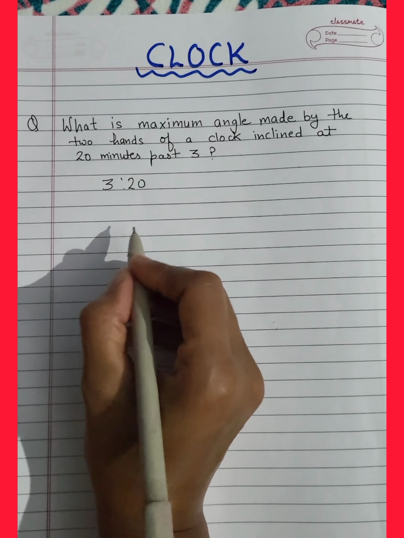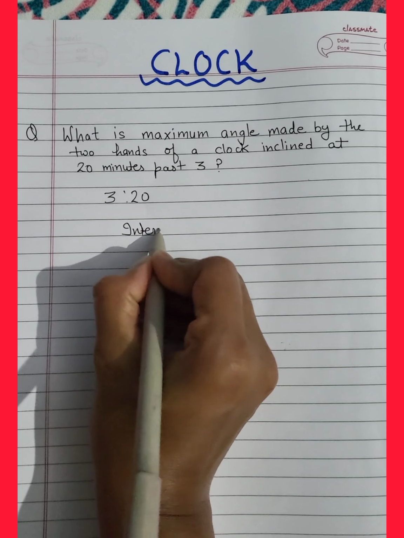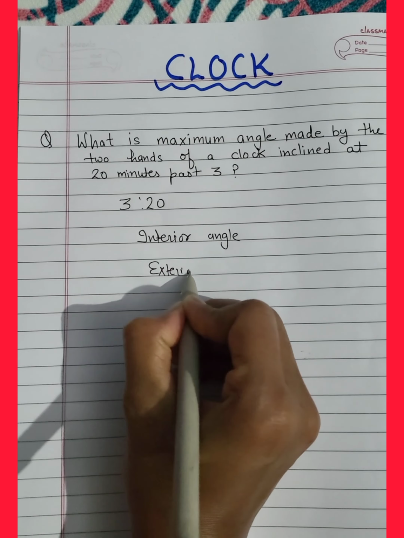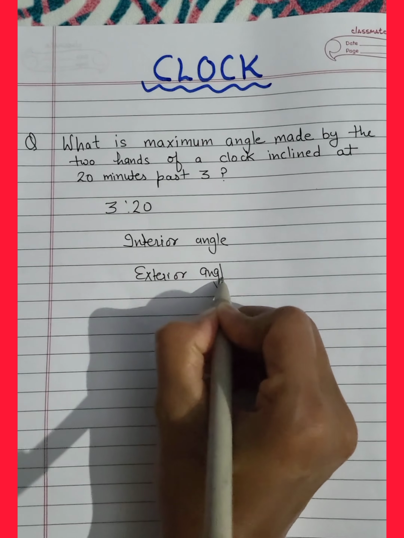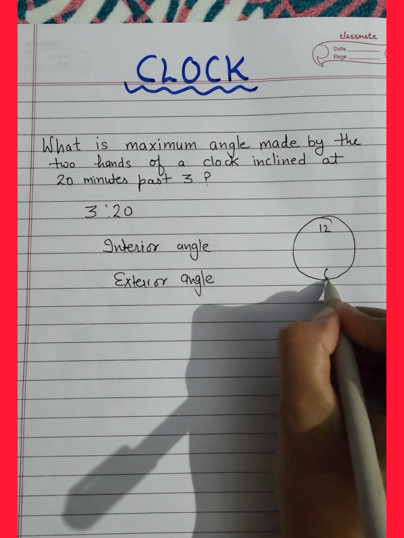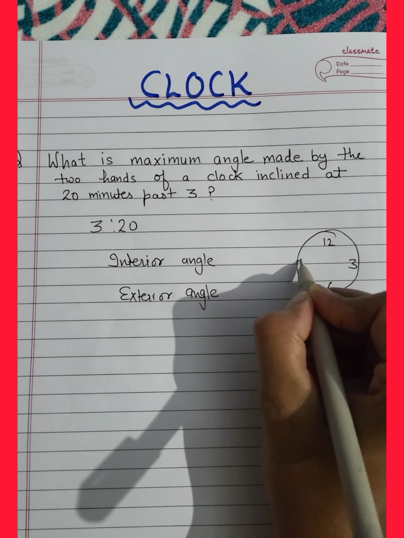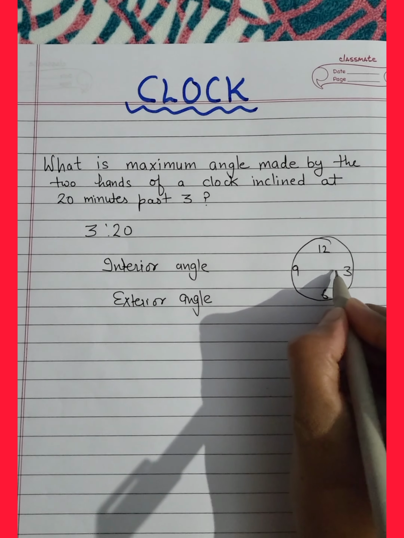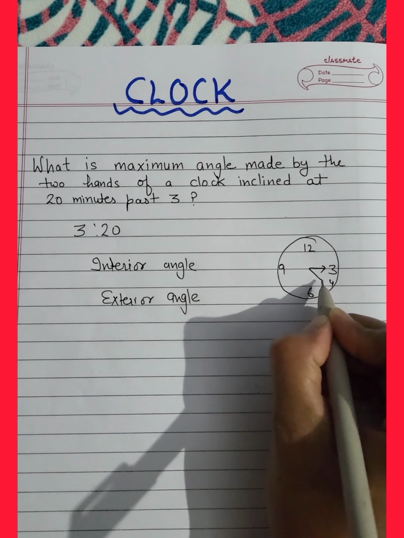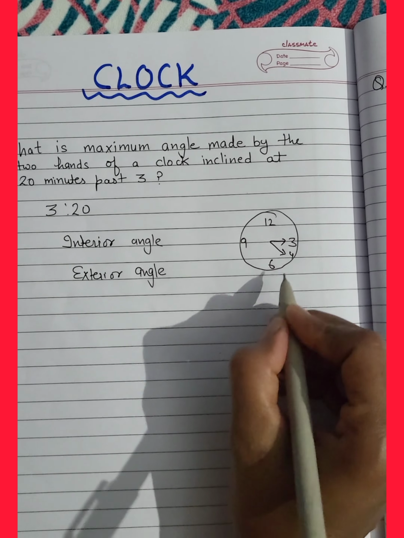Now there are two types of angle, interior angle and exterior angle. Now first you must know about interior and exterior angle. Like this is a clock. This is a clock. Now that is 9 and our time is 3. So our hour hand will be on 3 and this is 4. So our minute hand will be on 4. This is your 3:20 time.